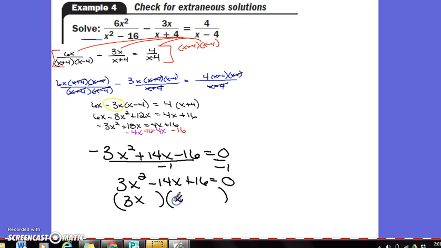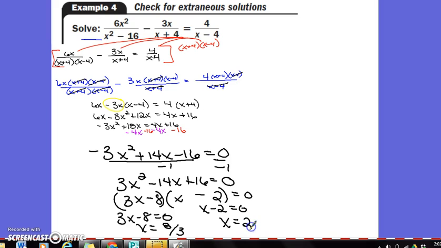3x and x. 2 and 8. These are both negative because -8 and -2 give me a positive 16. So we have -8 and a -6 in the middle terms gives me a -14 middle term. Set them equal to 0. 3x minus 8 equals 0, so x equals 8/3. And I hate writing fractions, but I'm running out of room. x minus 2 equals 0, so x equals 2.